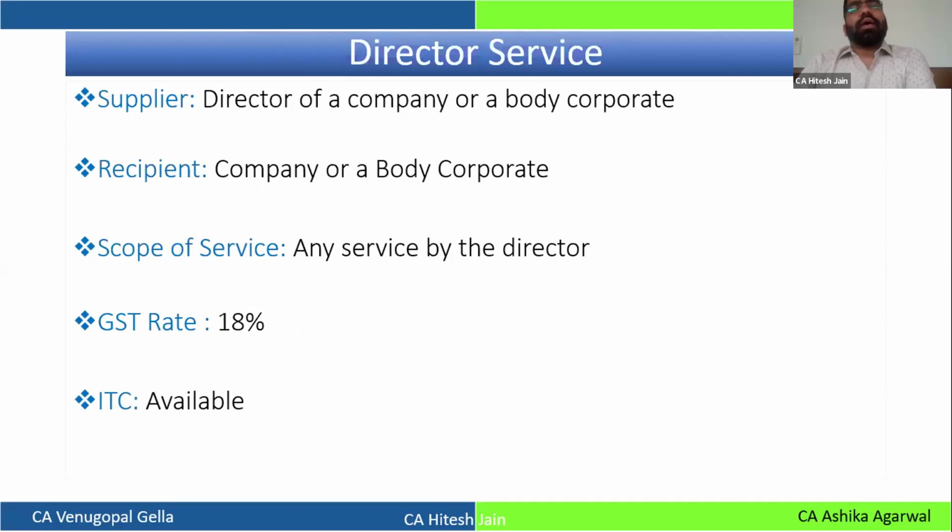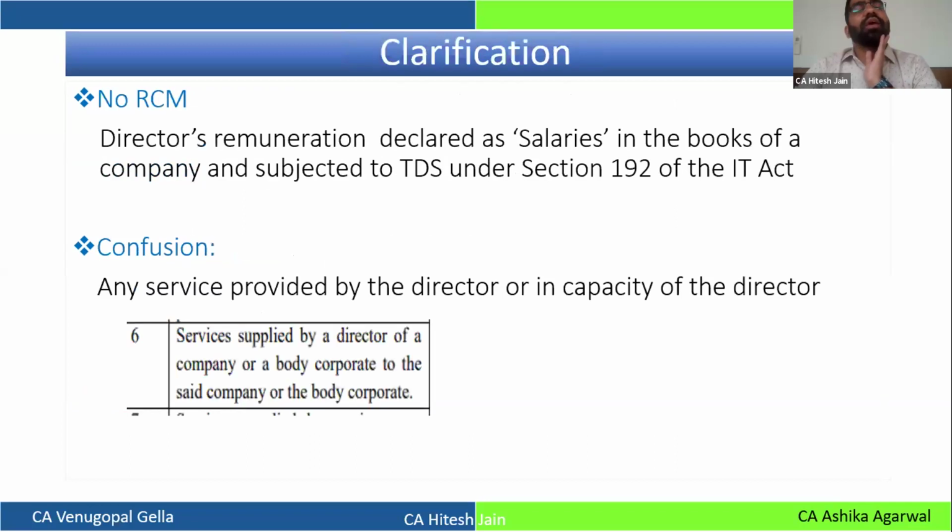Next comes our director service. Any company which is receiving any services from its director is liable to pay tax under reverse charge mechanism in GST at the rate of 18%, which has been prescribed. Now, there was a big confusion in this, which was later on clarified by the CBIC, in case of director's remuneration. Director's remuneration is a very common expenditure which every corporate books in its books of accounts.